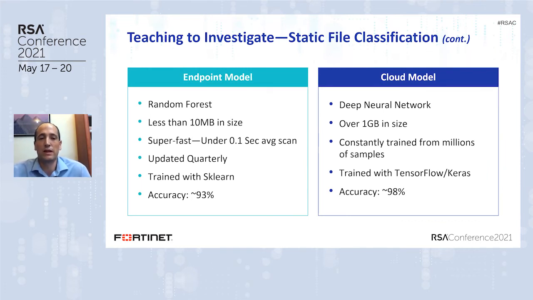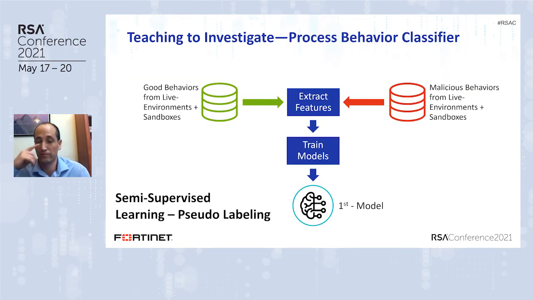So our strategy was to build two models, actually. One for the endpoints, where we use a random forest, very small, less than 10 megs in size, and also super fast, less than a tenth of a second on average scan. A few updates are needed, once per quarter, and it's quite accurate, 93%. The cloud model is using deep neural networks. It's over 1 gigabyte in size and is constantly being trained on millions of samples. And while the difference in percentages doesn't seem like much, consider how many files you have in an organization and how much 1% really means. It's actually real-world accuracy here, not something that was fetched from some learning algorithm.